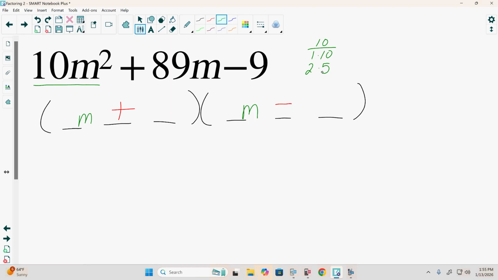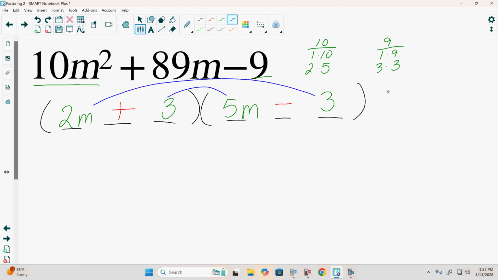Which one do we want to try first? 2 and 5. Now, the factors of the third term, we're looking at the factors of 9. So the factors of 9 are 1 and 9 or 3 and 3. Which one do we want to try first? So we're going to try 3 and 3. Now 2m times negative 3 would give us negative 6m. Positive 3 times positive 5m would be positive 15m.